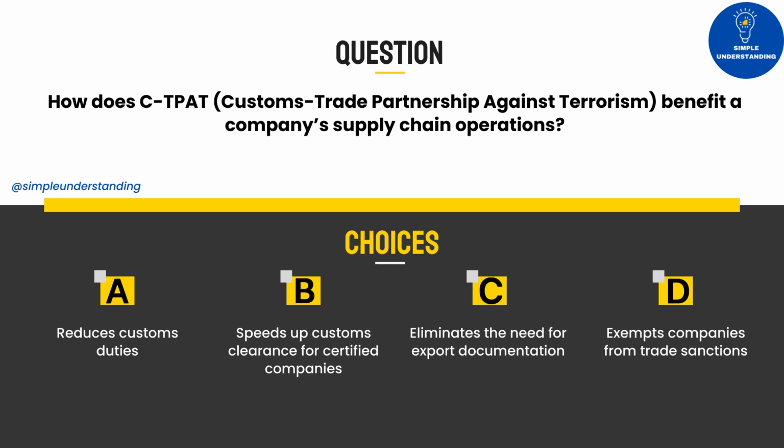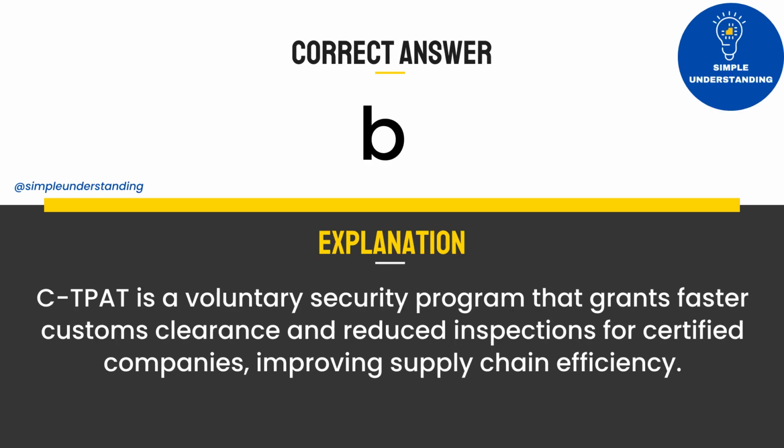4. How does CTPAT, Customs Trade Partnership Against Terrorism, benefit a company's supply chain operations? A. Reduces customs duties. B. Speeds up customs clearance for certified companies. C. Eliminates the need for export documentation. D. Exempts companies from trade sanctions. Correct answer: B. Speeds up customs clearance for certified companies. Explanation: CTPAT is a voluntary security program that grants faster customs clearance and reduced inspections for certified companies, improving supply chain efficiency.